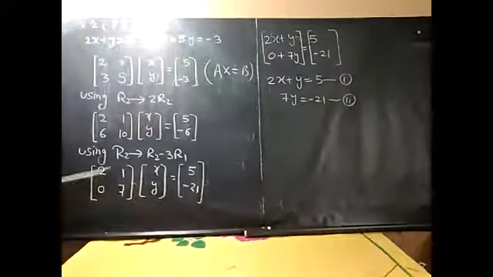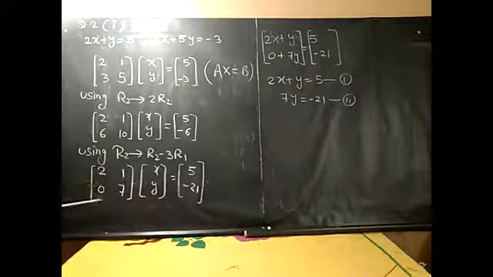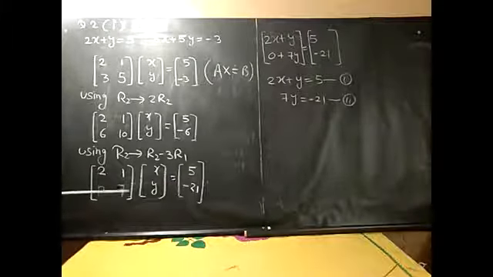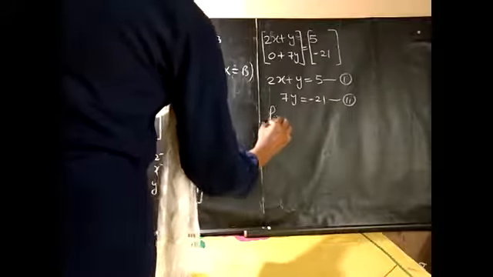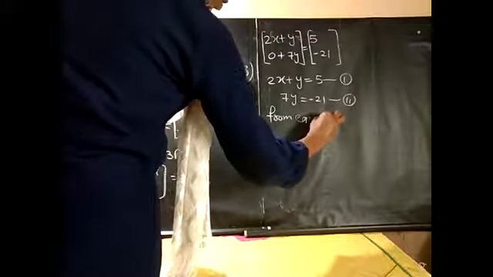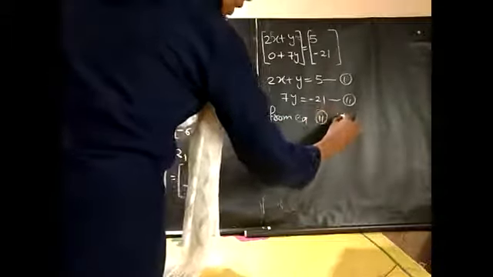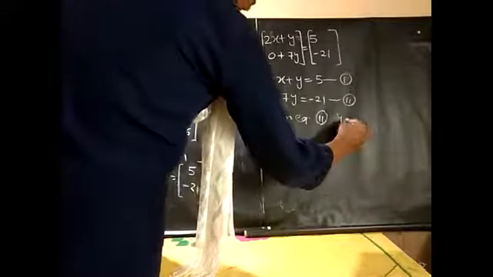Which value you will get first? Y. This we have converted it into upper triangular matrix as I have discussed it. Okay, and here you will get value of y first. From equation number 2, what you will get? Y equals to minus 3.